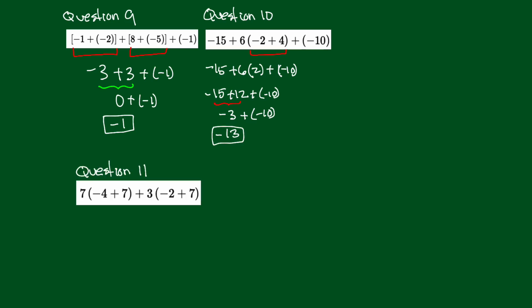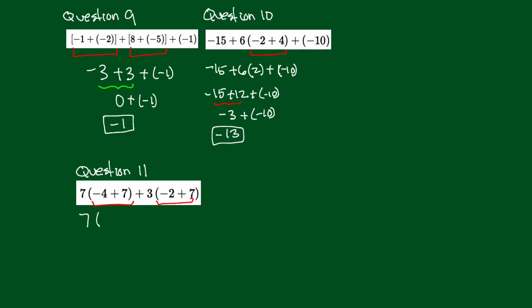Now down here in question 11, I've got a grouping symbol here and a grouping symbol here, right? I've got this one and this one. So let's take care of each one individually here. So first of all, what about this one? -4 plus 7. Well, opposite signs, so just do a subtraction. 7 minus 4 is 3. The larger absolute value is 7. That's positive. So I'm going to write that as, just rewrite 7.